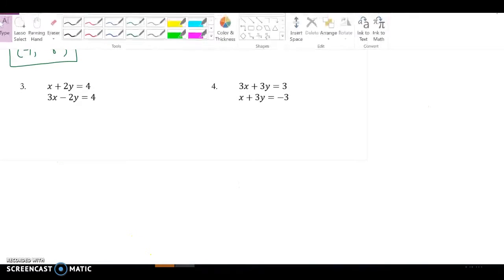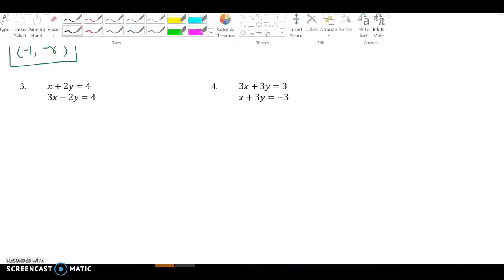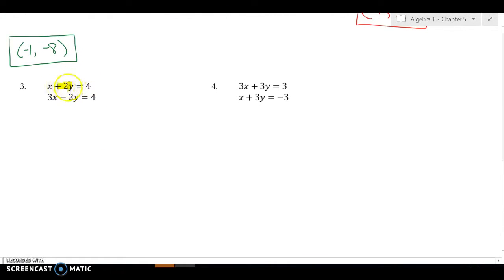All right, so for number 3, if you notice, I already have my y's the same. I have a positive 2y and a negative 2y. And they're different signs, so I can go ahead and just cross them off. And so now 1x plus 3x is 4x. 4 plus 4 is 8. So when I divide by 4, x is 2. So there's the first answer.